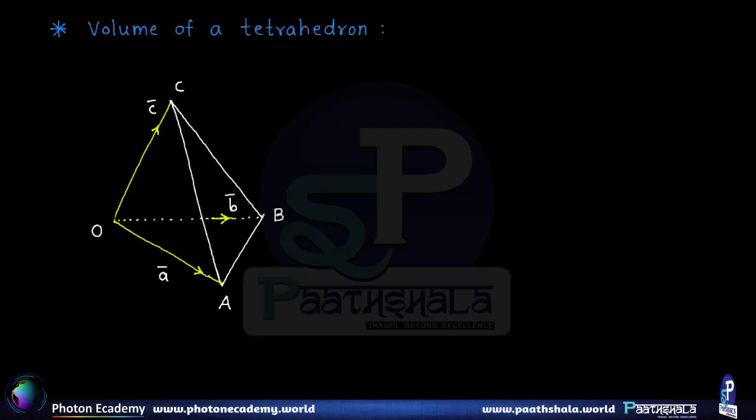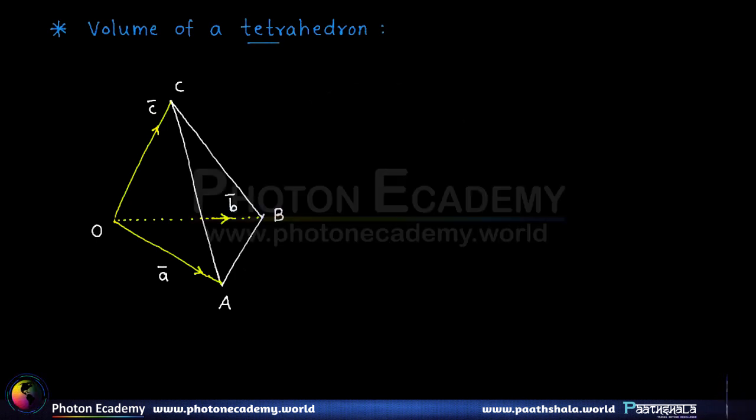Now we see the second use of a scalar triple product, and that is in finding out the volume of a tetrahedron. As shown here in the figure, a tetrahedron is a solid figure with 4 faces. That's why it's called a tetrahedron. And you can see that there are 4 vertices. We call them O, A, B and C.